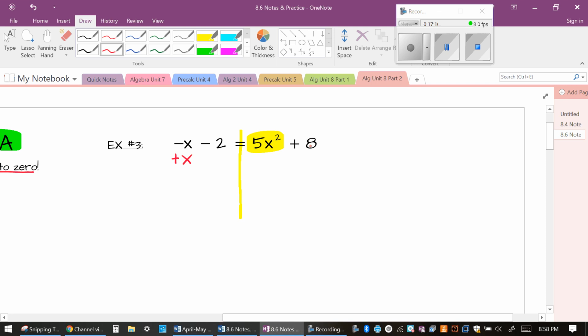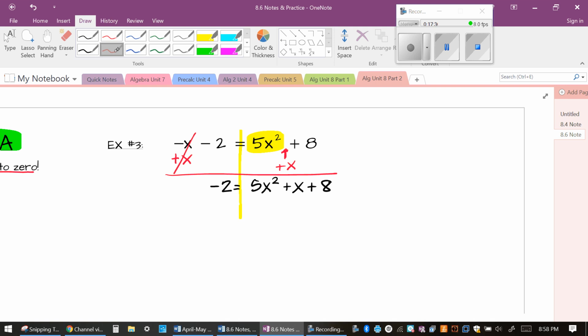Do you notice that the right side has a quadratic term and a constant term but no linear term? So that means that right there is where the x is going to go. It doesn't have a like term on the right side, so we have to make space for it, because it cannot combine with the 5x squared or the 8. Okay, and I'm going to go ahead and cancel the negative 2 with a positive 2 until I get a 0.